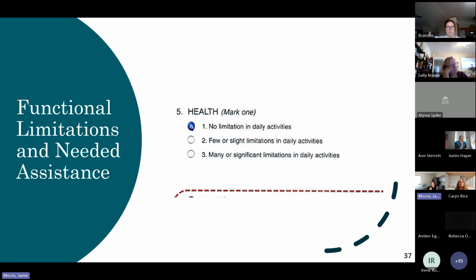If they have diabetes, for example, and due to that, they have some poor circulation in their feet, and their being able to continue working is hindered because of the circulation in their feet, and they're needing to sit down to work, then that might be fewer slight limitations in daily activities depending on what they normally would do, or it could be many or significant.